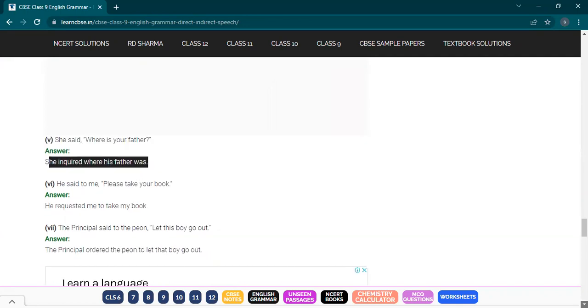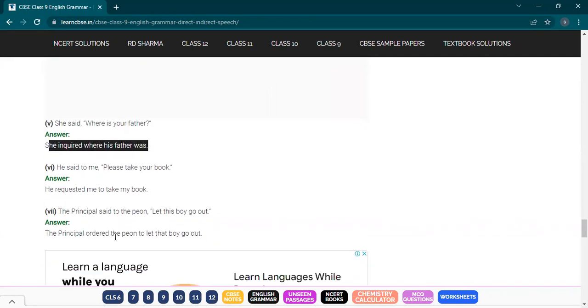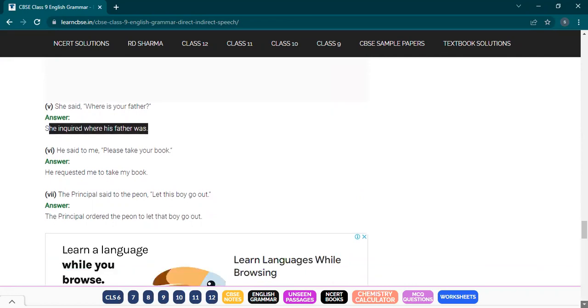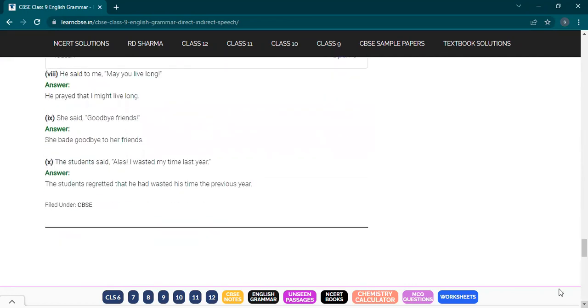The principal said to the peon, let this boy go out. The principal ordered the peon to let that boy go out. To let remains the same. He said to me, may you live long. It is a wish, a prayer for someone. He prayed that I might live long. In case it is a prayer by someone, then you will be writing prayed. He prayed that I might live long.